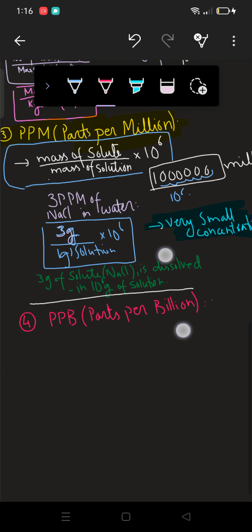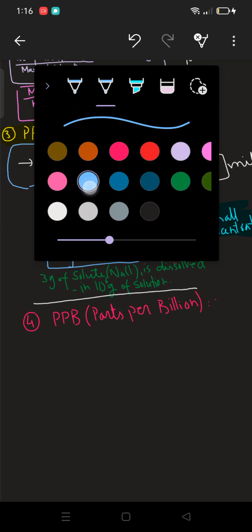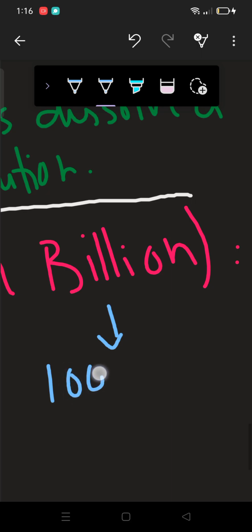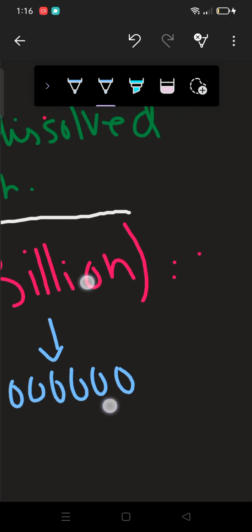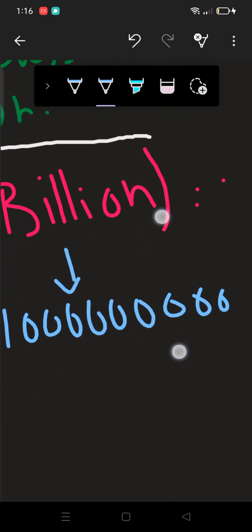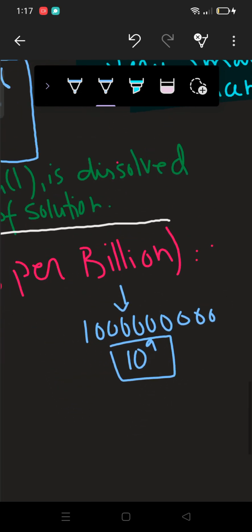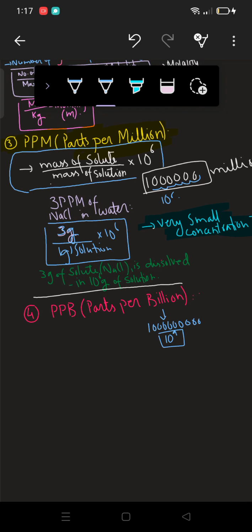Now see what a billion is. As I told you about million, in million we have 10 to the power 6. Billion is actually 1, 2, 3, 4, 5, 6, 7, 8, 9, so here we have 10 to the power 9. Million is 10 to the power 6, billion is 10 to the power 9. In million we have 6 zeros, in billion we have 9 zeros.